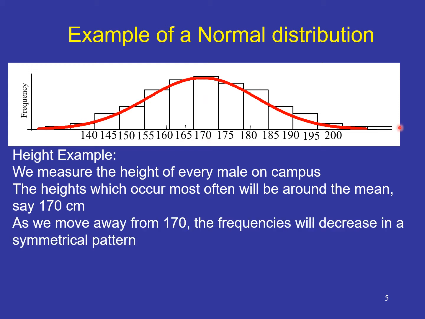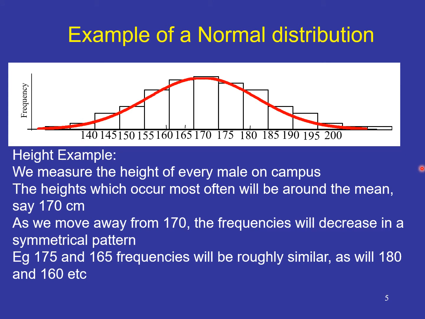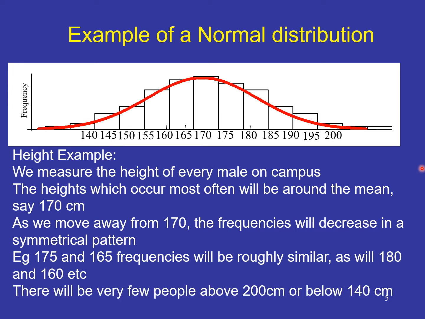And then as we move away from 170, the frequencies decrease. You can see these bars are getting shorter this way, and similarly the bars are getting shorter this way. But it happens in a symmetrical pattern. So this bar is roughly similar height to this bar, this is roughly similar to this, and so on. And then when we get to the extremes, there's going to be very few people here. So very few people are above 200 centimeters, and there are very few people below 140 centimeters.